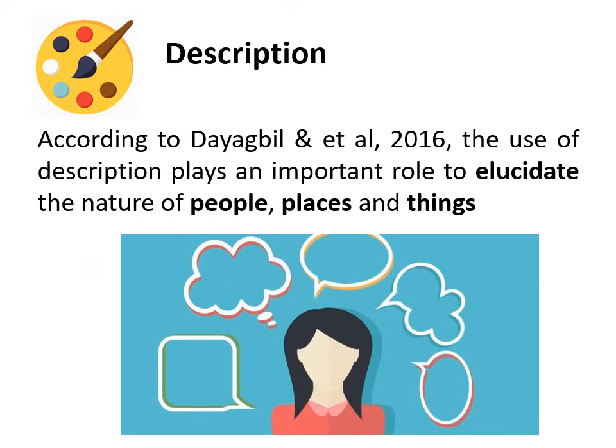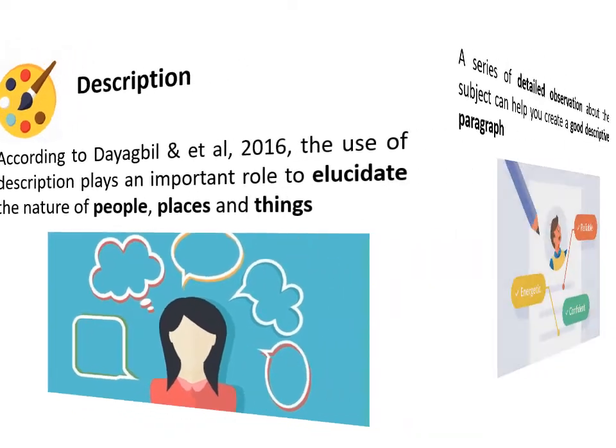Second pattern is called description. According to Diagbil et al., 2016, the use of description plays an important role to elucidate the nature of people, places, and things. So our second pattern highlights elucidation. When we say elucidation, it means explanation or making something clear to the mind of the readers or audience. Again, it says elucidate the nature of people, places, and things. So how do we make things clear to the mind of our audience? What words should we use?